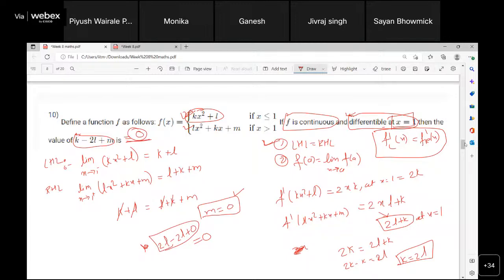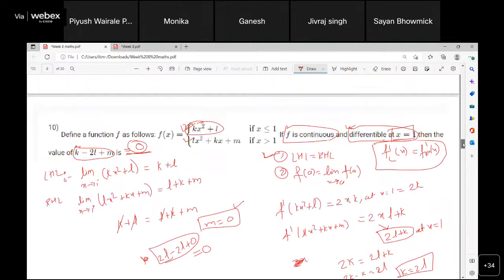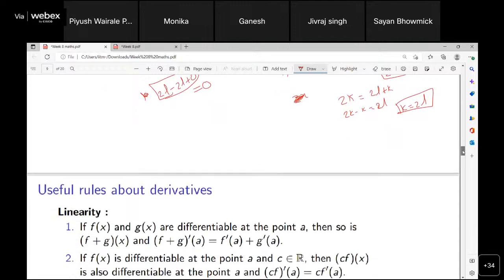Any doubt? This is how you apply the theorem of continuity in order to find out the value.